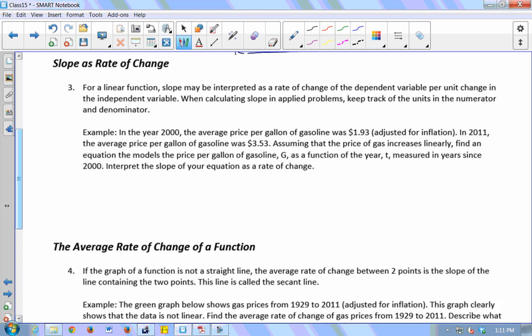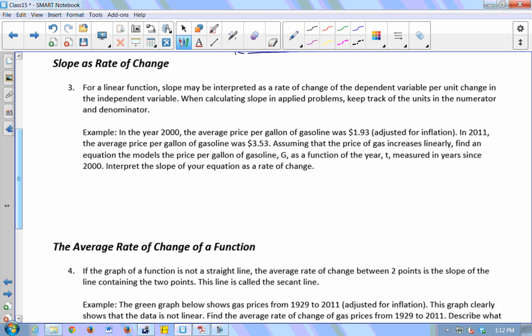So for example, in the year 2000, the average price per gallon of gasoline was $1.93. And this is adjusted for inflation. All of these prices are adjusted for inflation already. So the increases that you see are above and beyond inflation. Does that make sense? Okay.